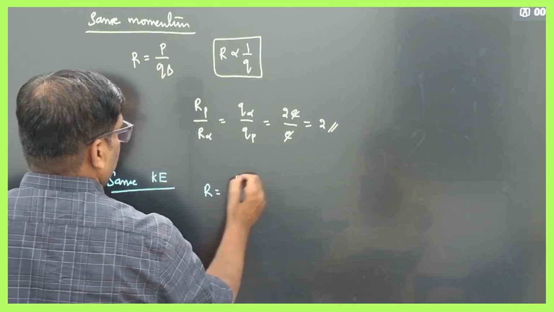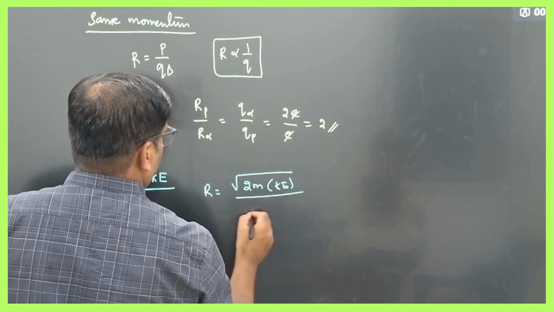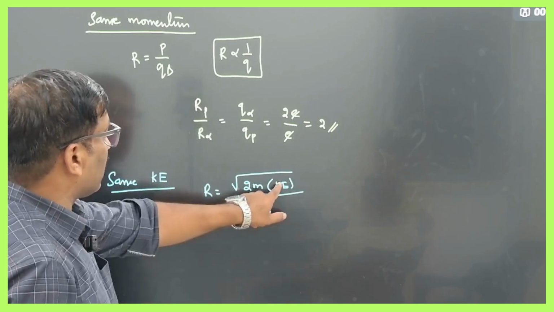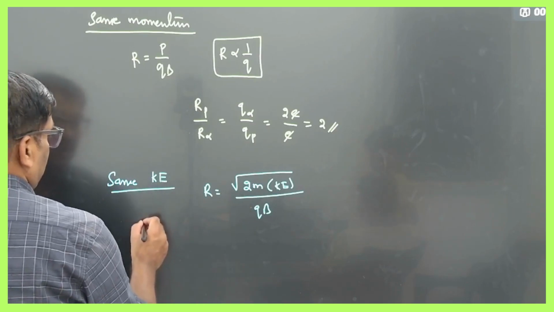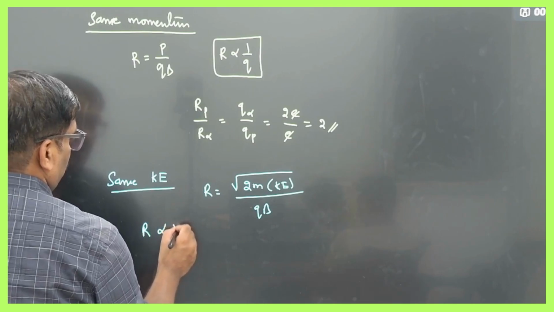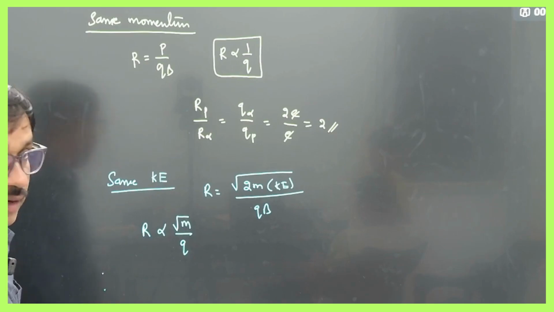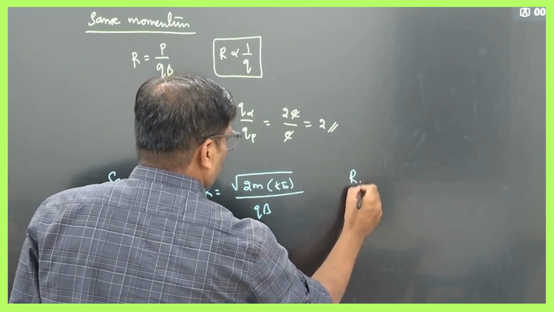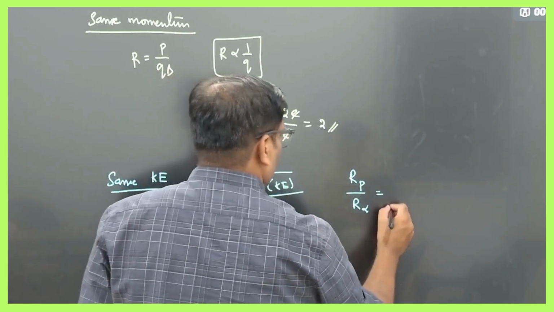R is equal to square root of 2m into kinetic energy by qB. Correct? Same kinetic energy, B is also the same. So how will the radius be? Radius is directly proportional to root m by q. Clear?